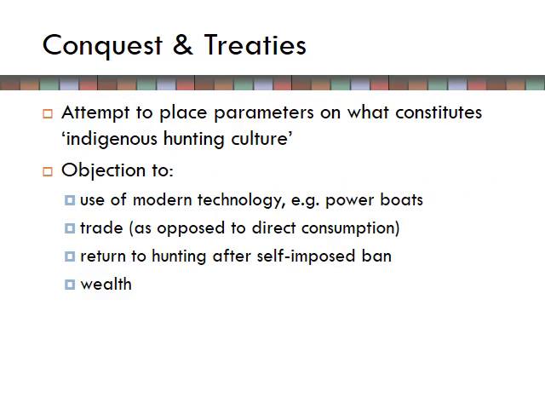Mainstream populations concerned with indigenous hunting may complain that the indigenous people aren't hunting as they traditionally would, and that this must negate their treaty rights. They attempt to place parameters on what constitutes indigenous hunting cultures and may object to the use of modern technology, such as powerboats and rifles, or trading the catch as opposed to consuming it directly, or even a return to hunting after a self-imposed ban, reasoning that the tribe survived without the hunting, fishing, or whaling during the ban, so they don't really need to do it anymore. Wealth is sometimes also used as an objection, with the argument being that the hunting, fishing, or whaling is not necessary when one has money to buy food in the store.